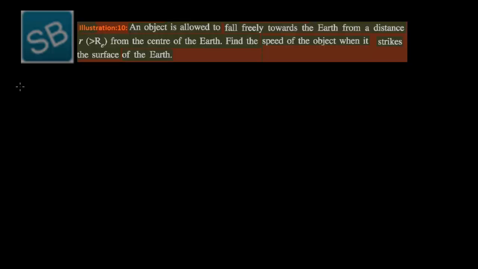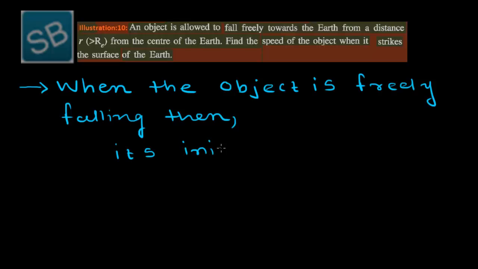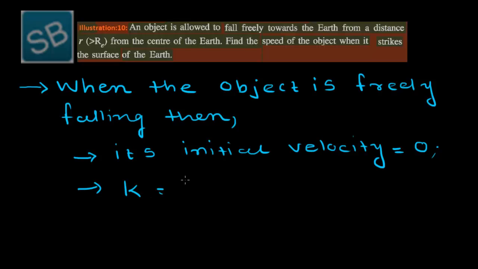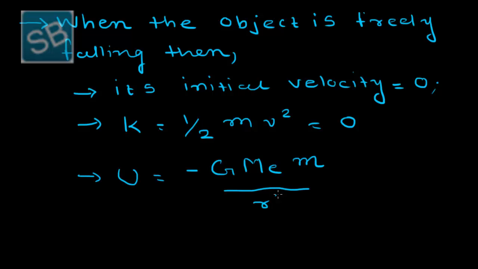Now first of all, when the object is freely falling, then its initial velocity is 0, and according to this initial velocity equal to 0, the kinetic energy of the body at the time of its free fall is also 0, but there exists its gravitational potential energy U equal to minus G Me m divided by r, and here remember the value of r is greater than the radius of earth.